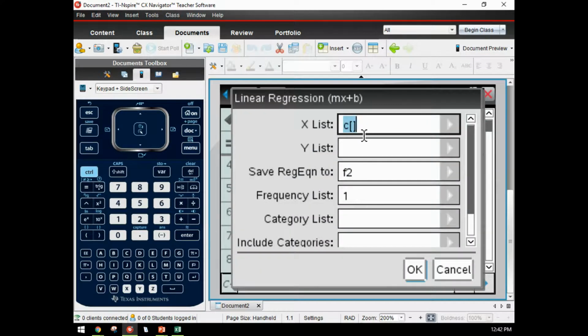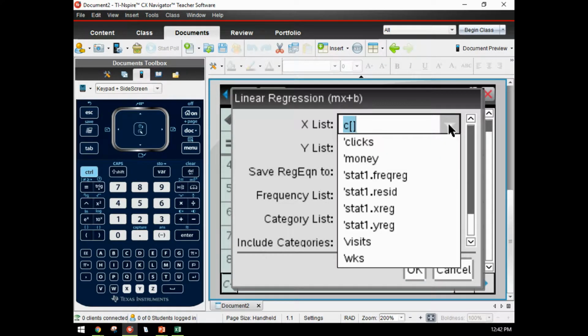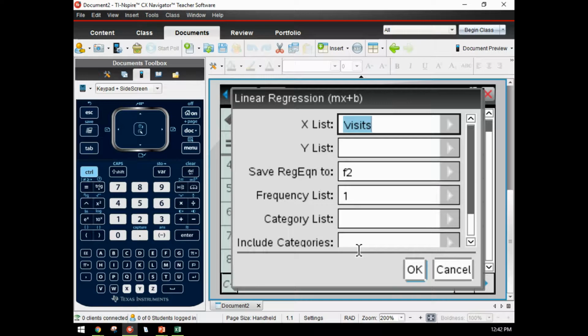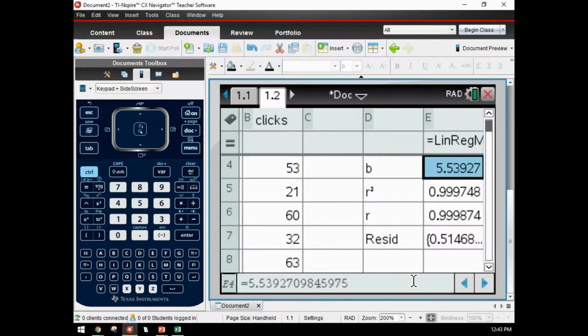Okay. What did I label my X list? Do you guys remember? Wasn't it visits? Visits. So I'm going to click and select that. What did I label my Y list? Clicks. Okay. I'm going to leave everything else the same. I'm not going to change anything else. I just needed to tell it what my X and my Y was. Does anybody need me to go back? Is everybody following along to that point? Okay, now we're going to click OK.